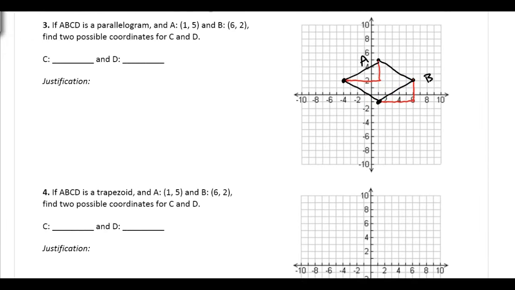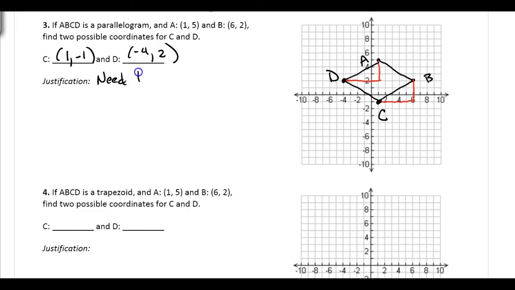And there you have it. We have our parallelogram. So AB, this would be point C. This would be point D. So point C is going to have coordinates of (1, -1). And D is going to have coordinates of (-4, 2).